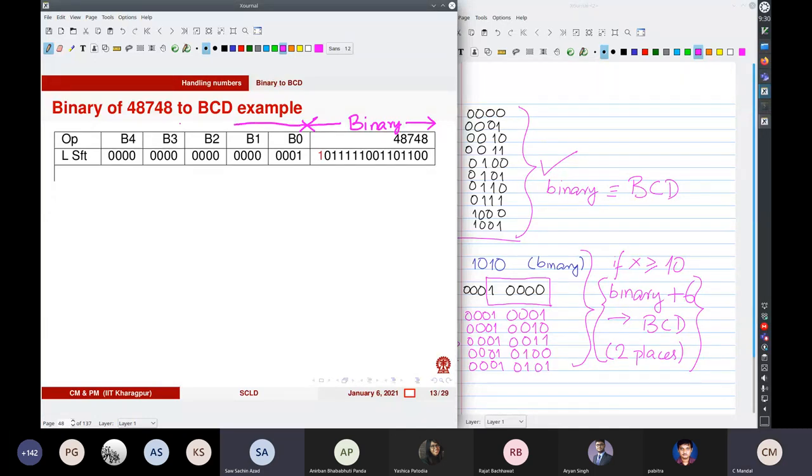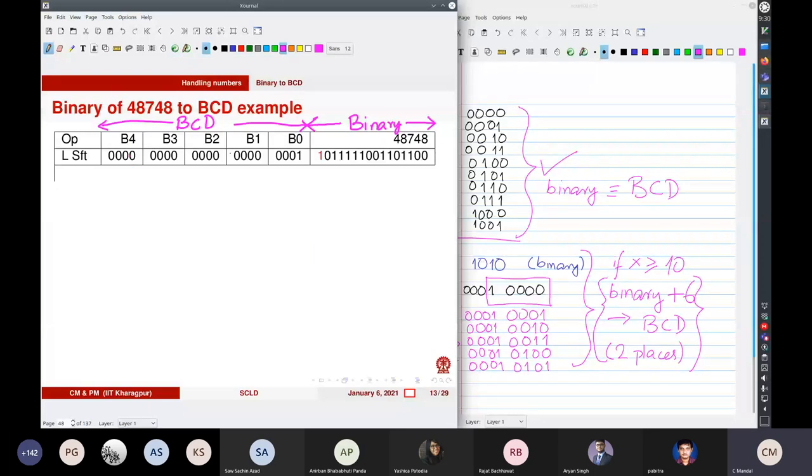And this is the BCD part. Okay, this is the binary part, and this is the BCD part. So initially this part is all 0. You start with all zeros actually, and this is the first step.